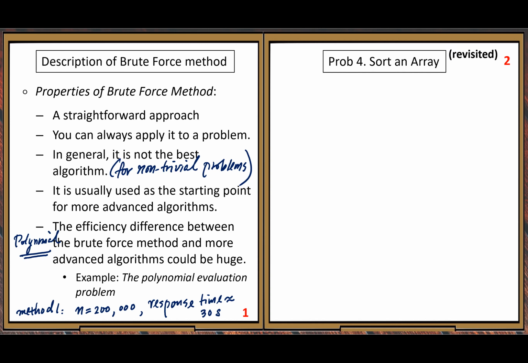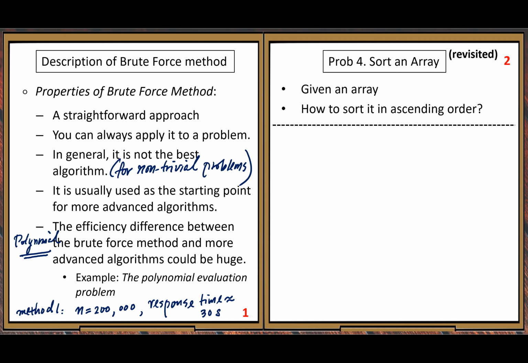Now we need to work on some concrete problem to see this brute force method. So let's apply it to another computing problem. That's not a new problem. Our old problem, problem number 4, sort an array. So here we revisit it. We're familiar with this problem. Let us solve it in a different way, a second way.